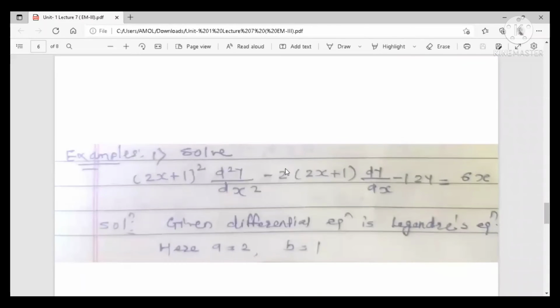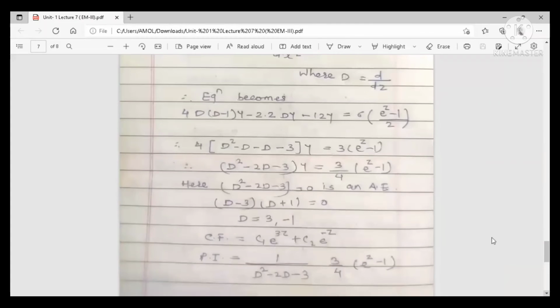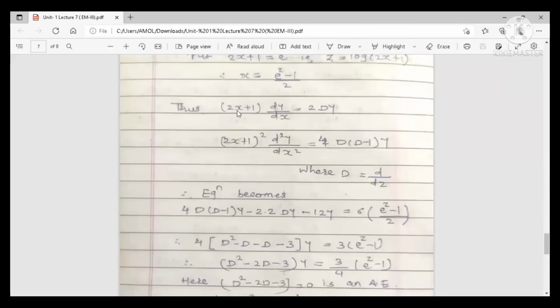So write 4D into (D minus 1) into y, minus, the middle term is minus 2 as it is, and the replacement of (2x plus 1) into dy by dx is 2 Dy. So replace it by 2 into Dy. Minus 2 is already there in the example. Minus, the third term is minus 12y as it is, equal to 6x.